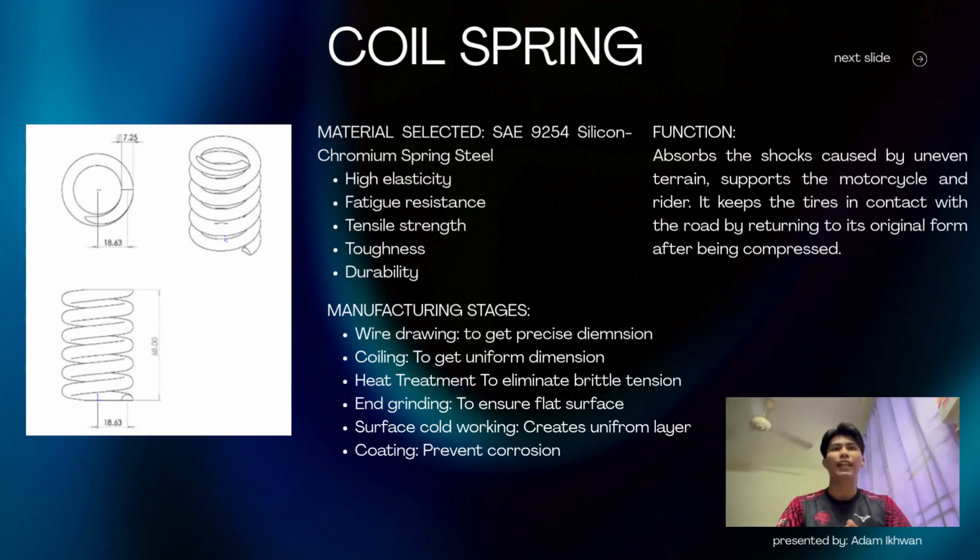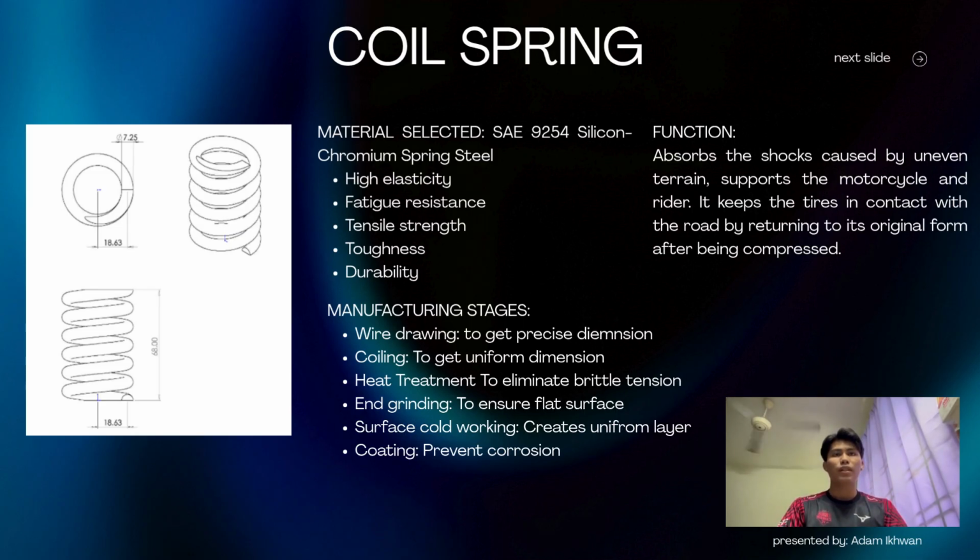The next component is coil spring. The material that we selected for coil spring is SAE 9254 silicon chromium spring steel. We selected this material because it has high elasticity, fatigue resistance, tensile strength, toughness and durability.